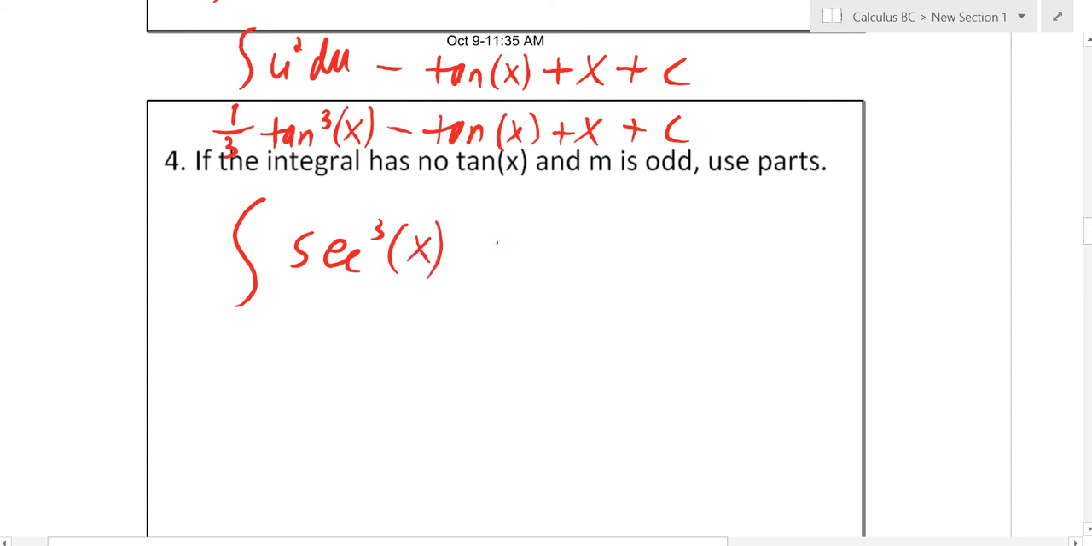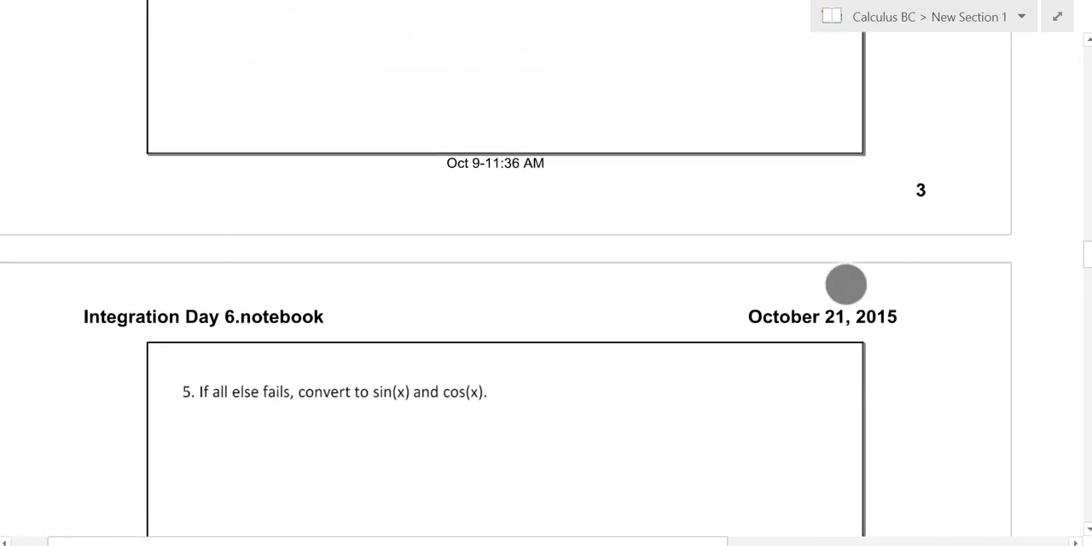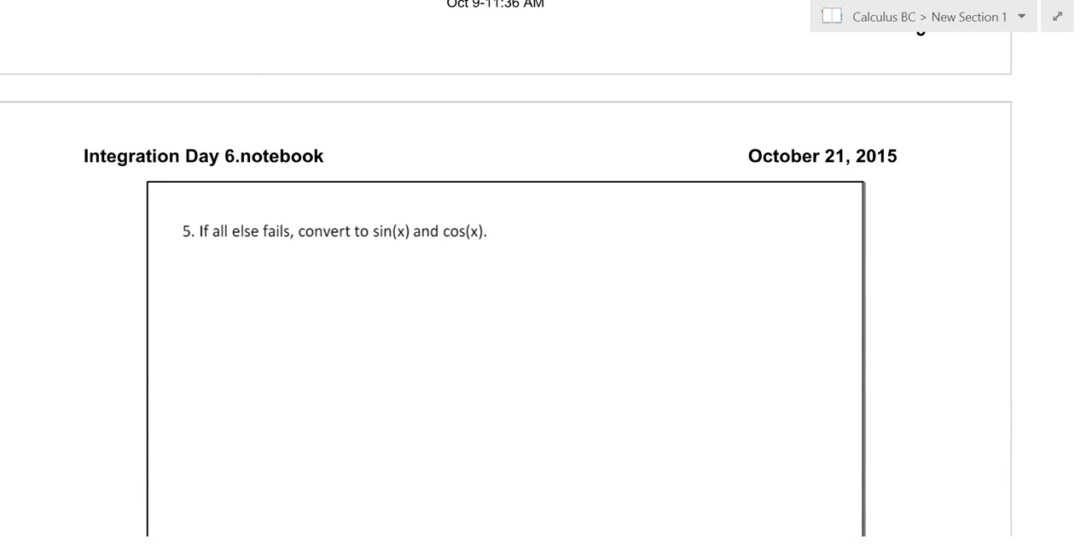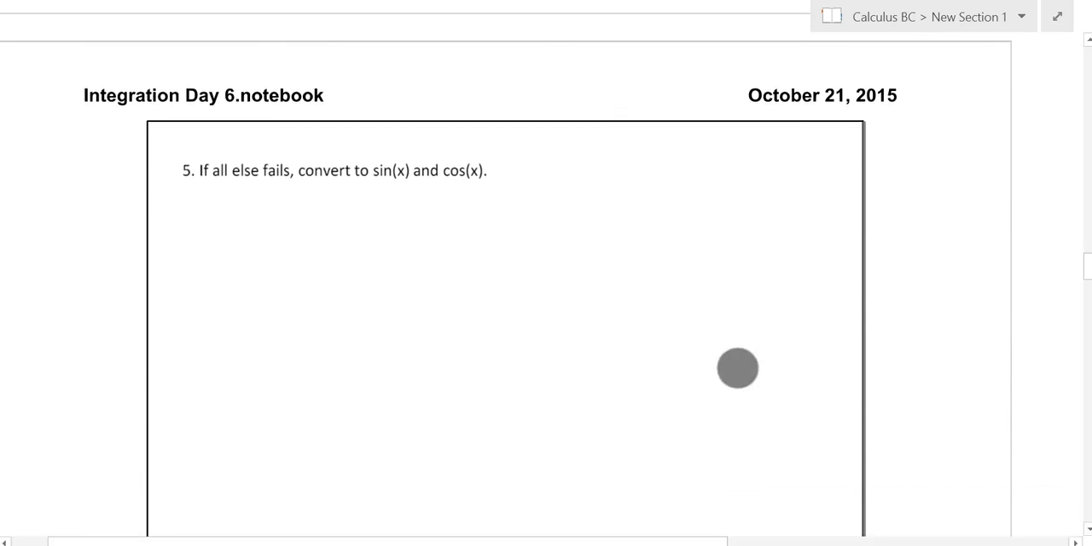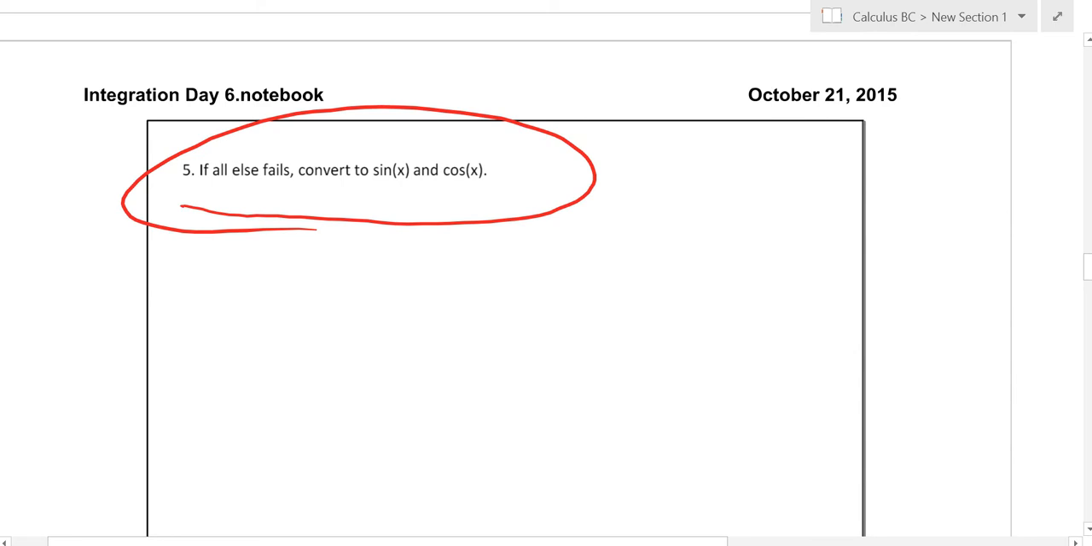The worst case of that is going to be this. We're not going to see. So if it has no tangents, we did this the other day. We did parts, remember? I'm not going to do it again right now. It should be in your notes somewhere. We did parts. We won't see secant to the 5th. That'll be nuts. We're not going to do secant to the 5th or anything like that. And if all else fails, you can always switch to sine and cosine.